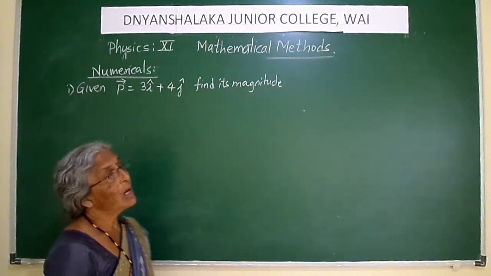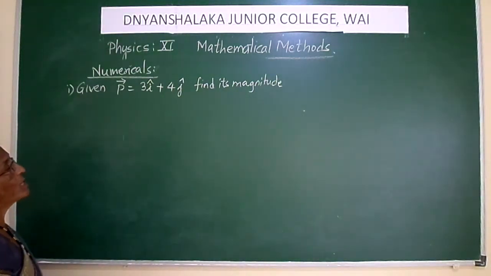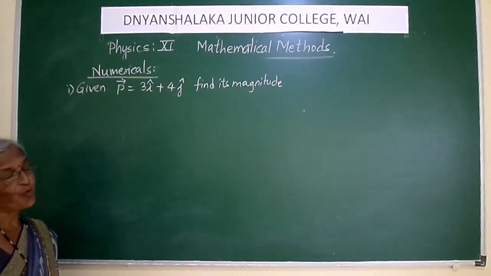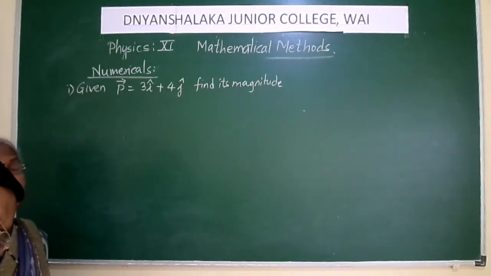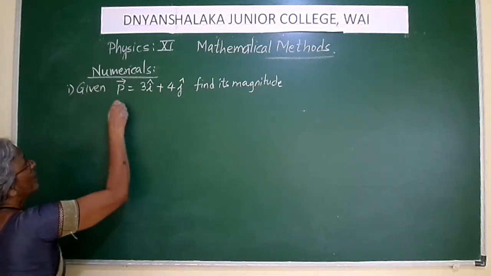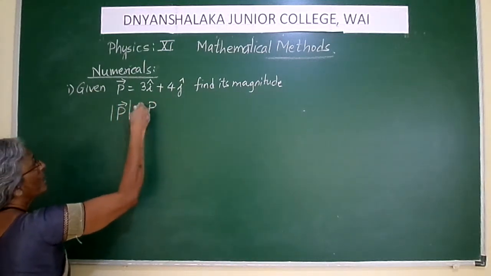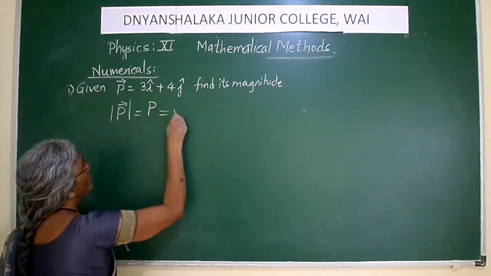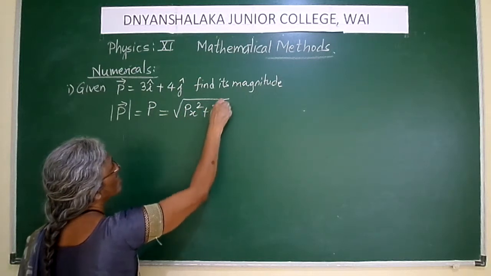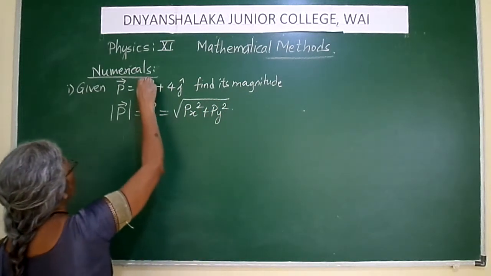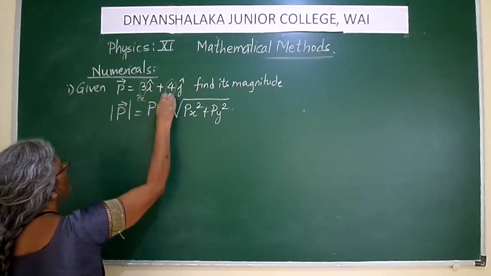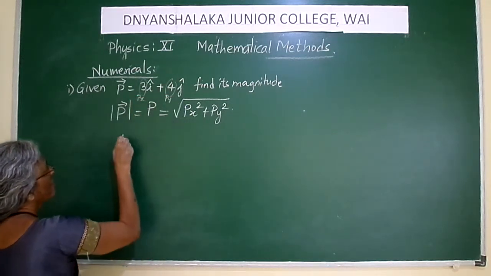We have been given vector p is equal to 3 vector i plus 4 vector j, and we have to find the magnitude of this vector. Now what do we know? Magnitude of vector p, which will be simply written as p, is equal to under root px square plus py square. Now what is this Px and Py? These are the values. So this will become Px, this will become Py. So just substitute the value.